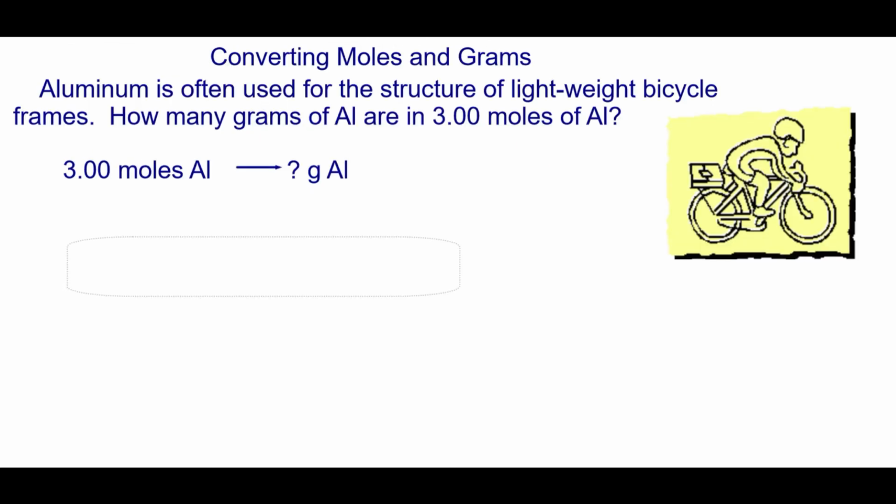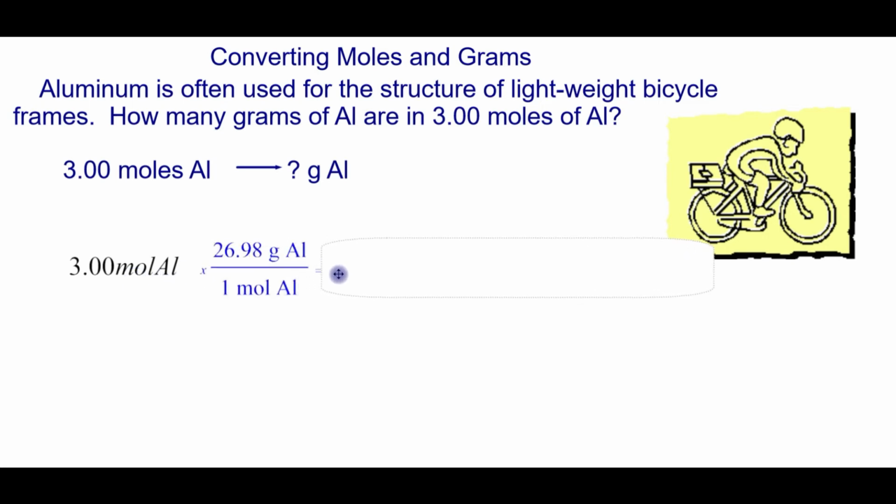We're starting off with 3 moles of aluminum, and we want to know how many grams. Please pause the video and give this one a try. Start off with our given. Because we have moles, we know there needs to be 1 mole on the bottom, and the value from the periodic table, 26.98 grams, and that gives us 80.9 grams aluminum. Again, notice that we have 3 significant figures and 3 significant figures.